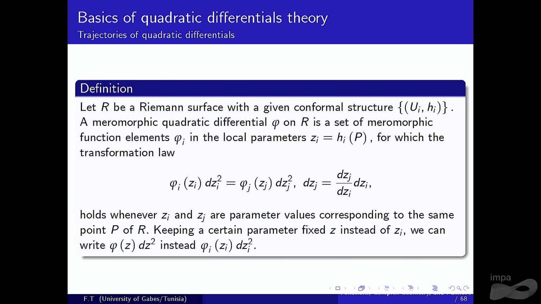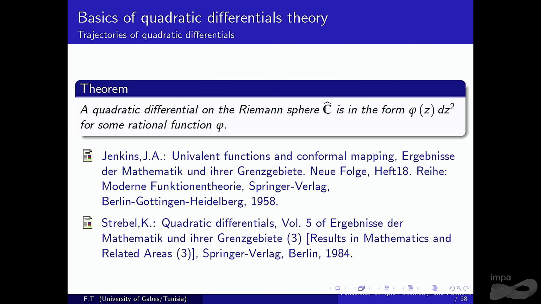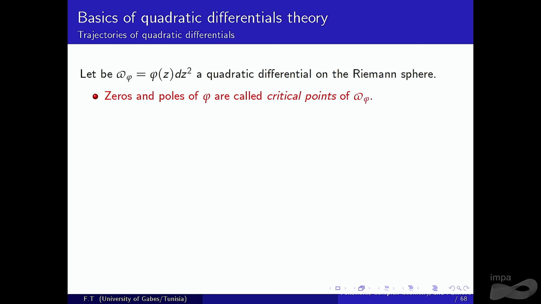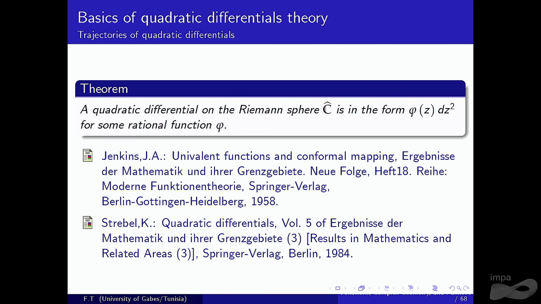Here is the definition of a quadratic differential on a given Riemann surface. As you can see in the structure of our Riemann surface, we have a family of meromorphic functions phi_i satisfying this transformation law.